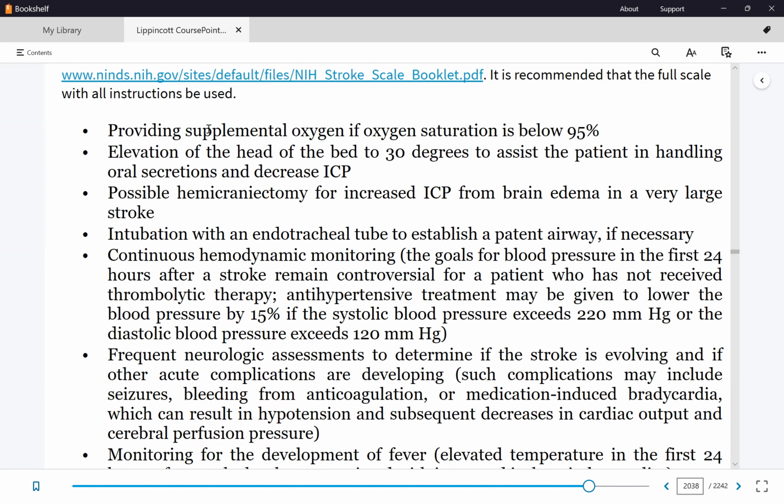Oxygen. Now, the reason for providing oxygen is if the patient's saturation falls below 95, that means what is the CO2 level? Rises, right? No, that's the CO2 level, 35 to 45, correct? So if your oxygen is low, that means the CO2 must be high. High CO2, which is hypercapnia, correct? Or hypercarbia, is a potent vasodilator.